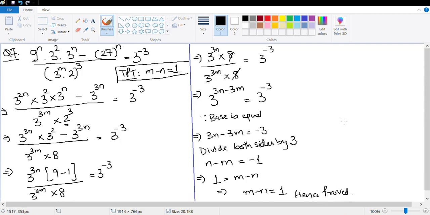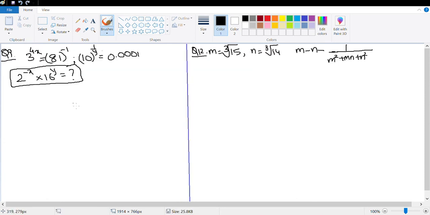Perfect. Let's move on. Till now, in the questions that we've done, 3 to the power with the variable used to get cancelled. Here, a number got cancelled. Let's move on. So the next question that we solve is question number 9.